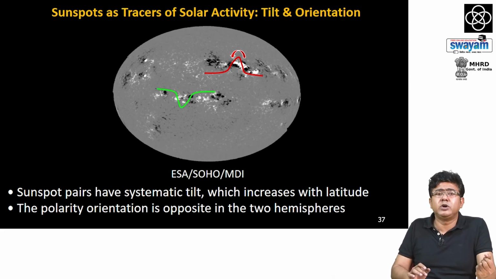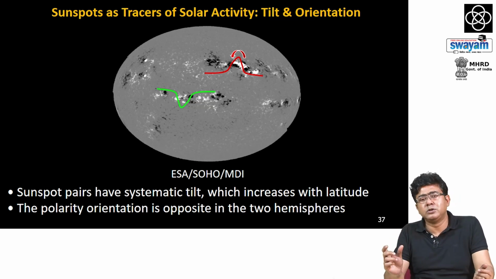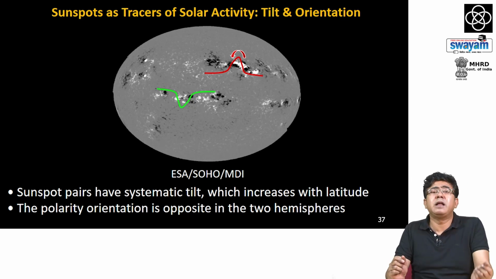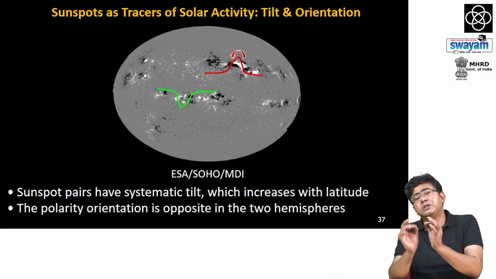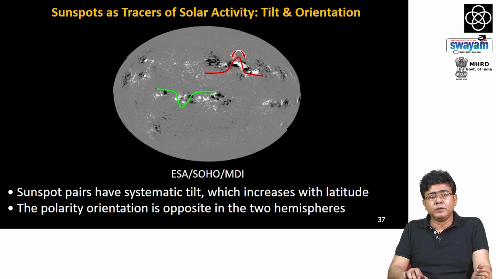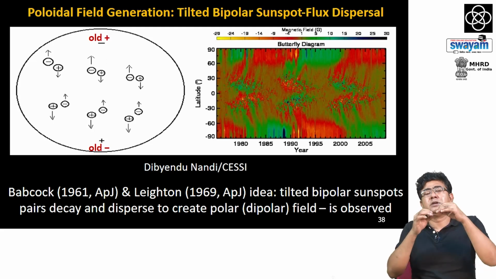Follow something which is known as the Joy's law and Hale's polarity orientation law. Right here in this image, the positive regions are denoted by the white color, and the negative magnetic regions are denoted by the dark or the black colors. And you see that the systematic orientation of the bipolar sunspot pairs are opposite in the northern and the southern hemisphere, right.